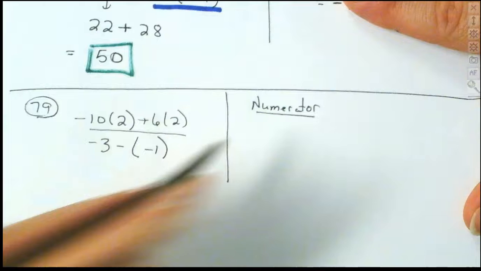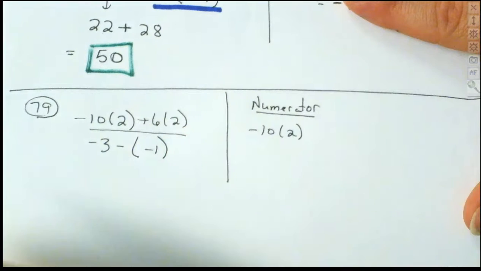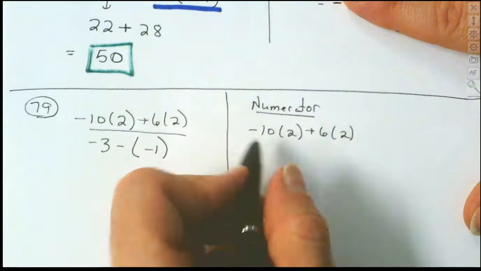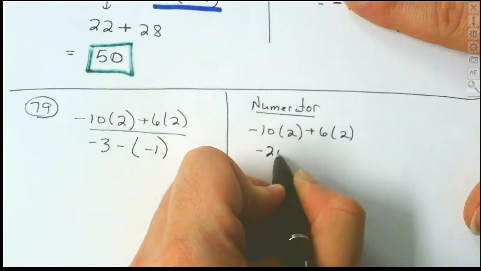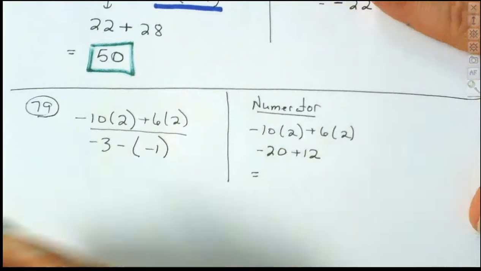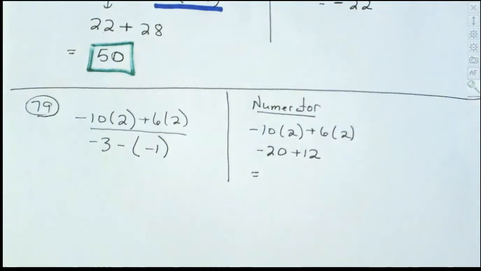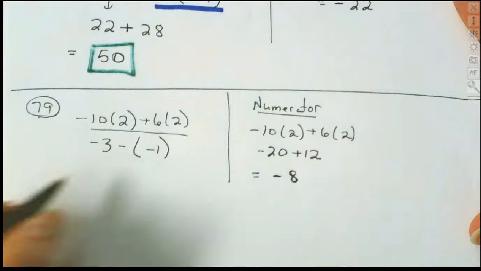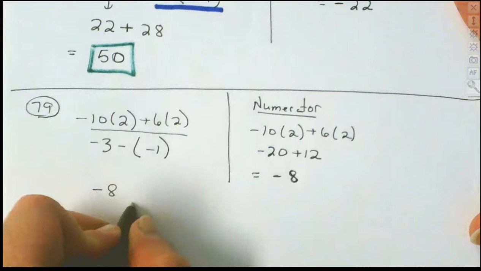And what do we have in our numerator? We have a minus 10 times 2 plus 6 times 2. Minus 10 times 2, positive and a negative makes it a negative 20. 6 times 2 makes it 12. And minus 20 plus 12. What's my sign going to be? Positive or negative? Negative. Why? Because 20 is the bigger number, and it's negative. So we've got a negative, and we've got 20 minus 12. Well, 20 minus 12 is an 8. So now we've got a negative 8 in our numerator.